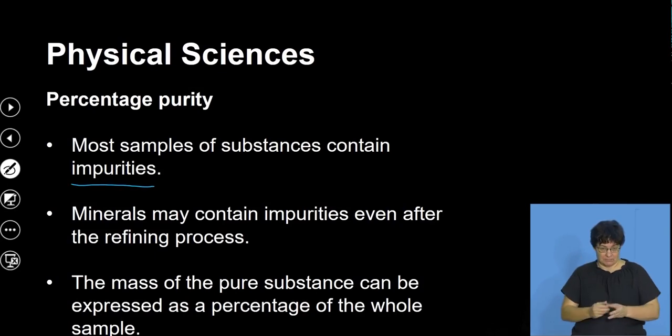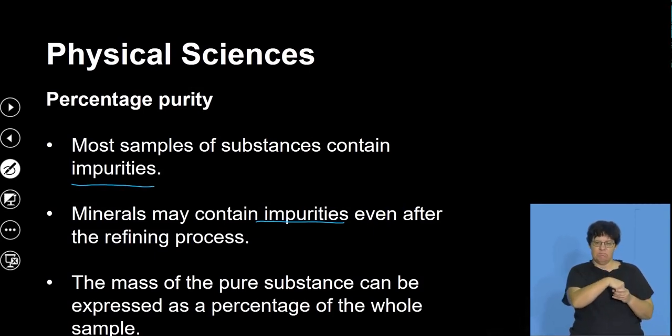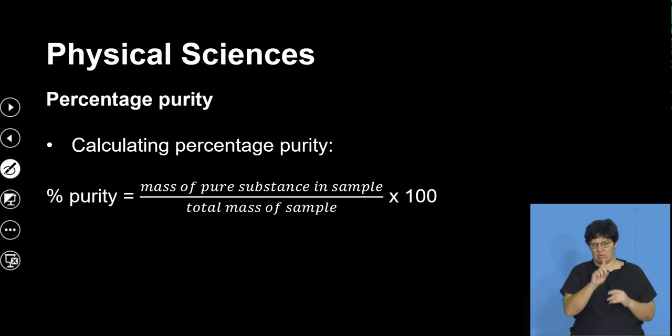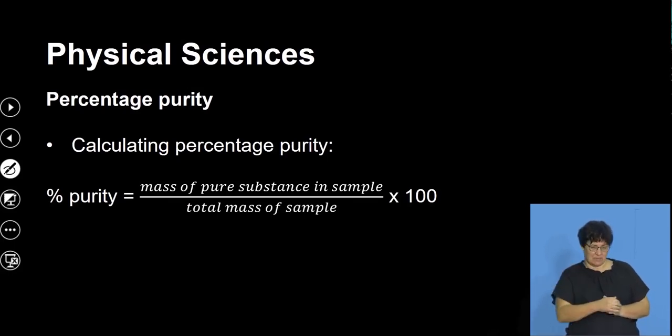So these samples contain impurities. Minerals contain impurities even after the refining process. So the mass of the pure substance can be expressed as a percentage of the whole sample. This is what gives us the percentage purity, right? It's a simple and straightforward concept. However, it is understood in the context of chemical reactions.